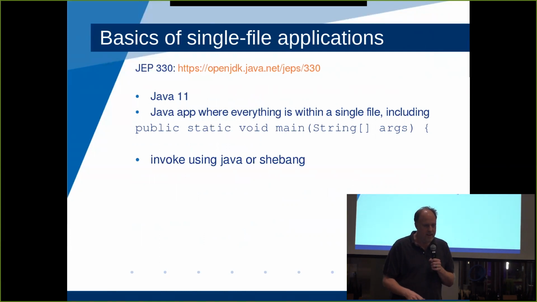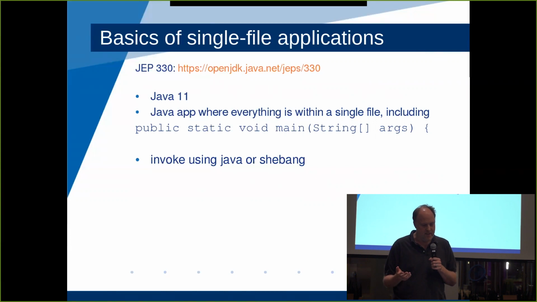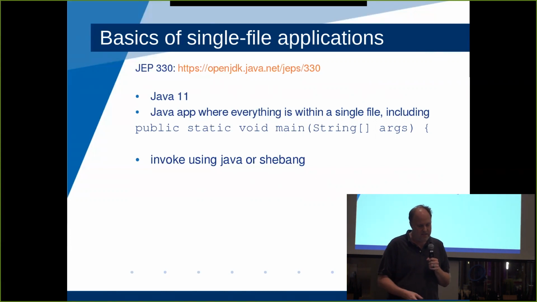This JEP 330 is the actual specification. It was on Paul's list earlier. And you can go and read that. It's not that long. It's actually pretty simple. You need at least Java 11, and you need a Java app which only has one file. And you need public static void main, just like you've always done public static void main. It's no different. And then you can invoke that using either Java on the command line or a shebang.